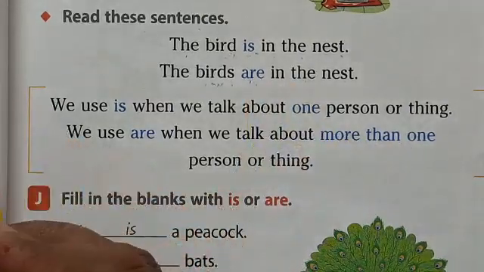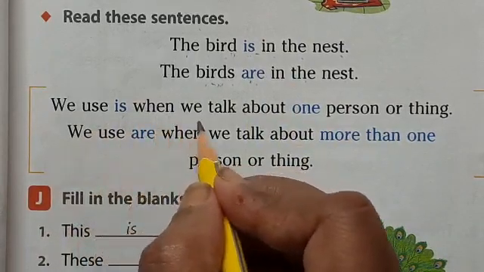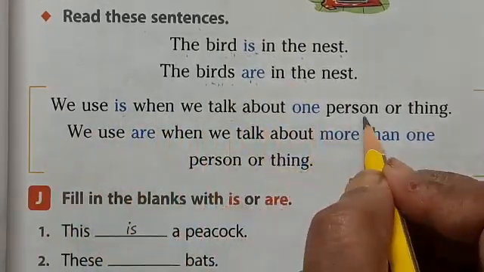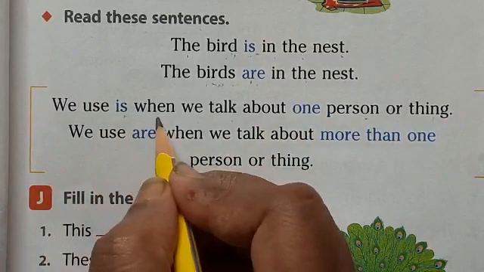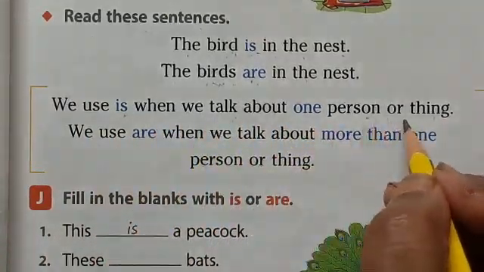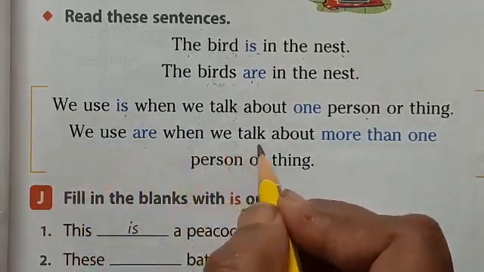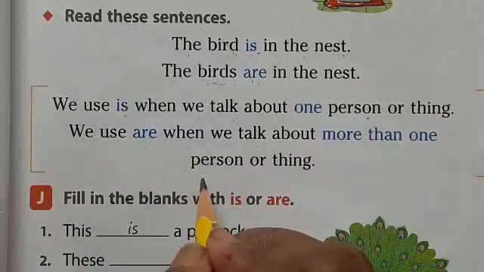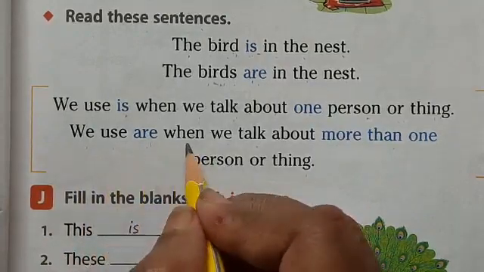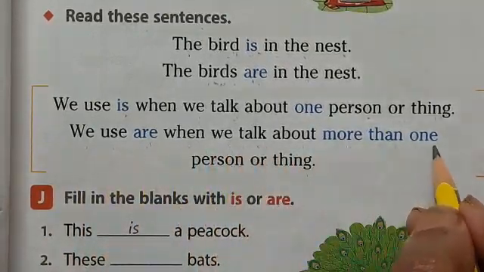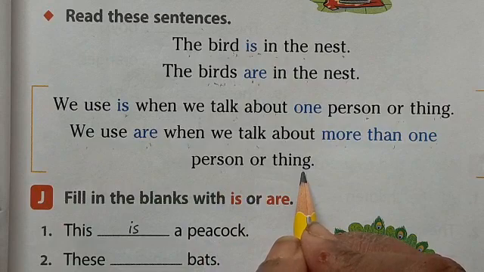Okay, let's read what's written in the bracket. We use is when we talk about one person or thing. We use are when we talk about more than one person or thing. So for one we use is and for many we use are.